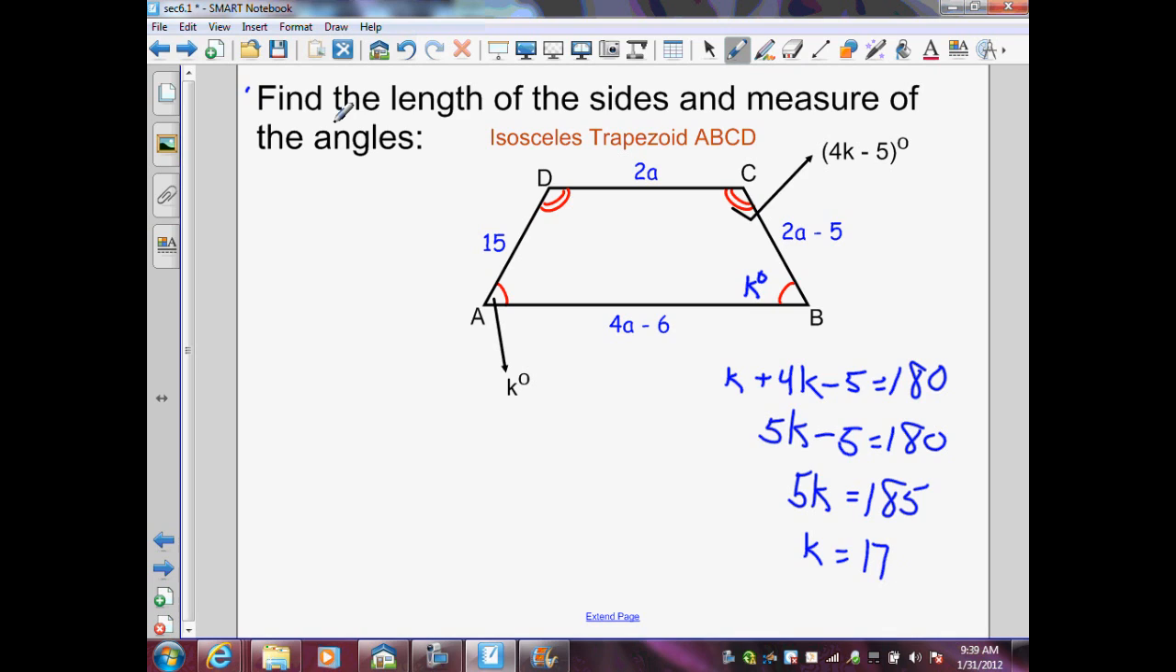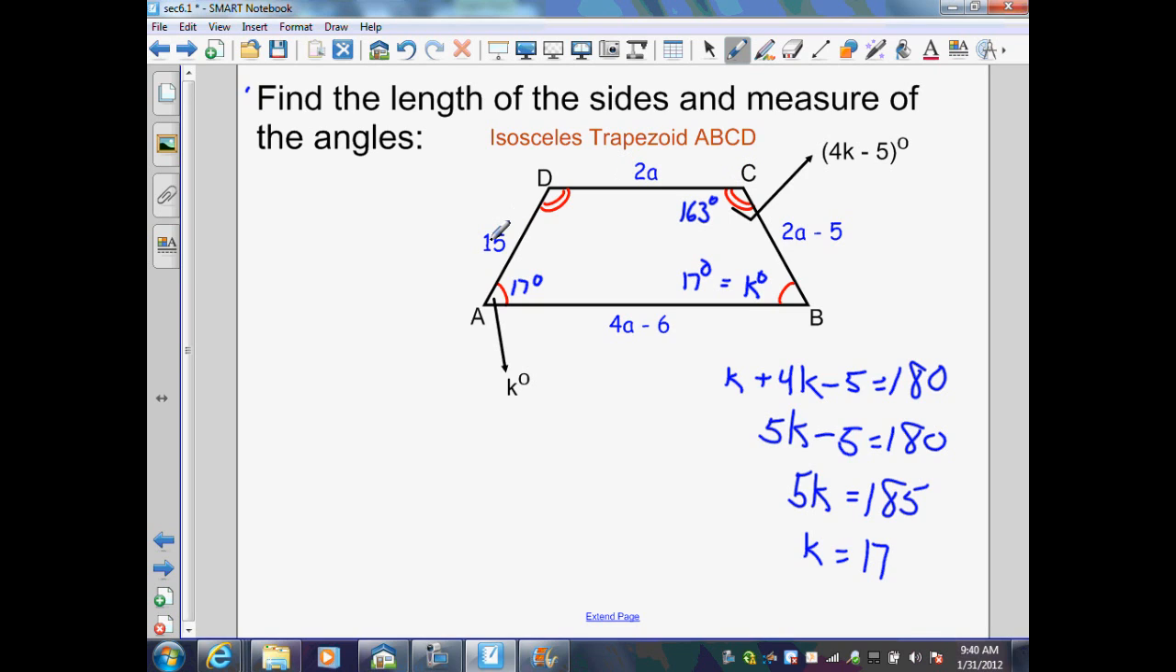But recall, the problem asks us to find the measure of the angles. Therefore, angle B is 17 degrees. Angle A is 17 degrees. And since these two angles are supplementary, all I need to do is subtract 17 from 180, and I'm going to get a value of 163 degrees for D and C.